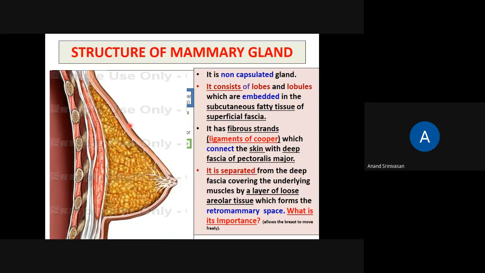If there is any puckering of the skin, you need not even examine further. It means that there is a lump, and most likely it is a malignant one. Even before you go for palpation, you can say that this is a malignant tumor. So that's the clinical relevance of the ligaments of Cooper.